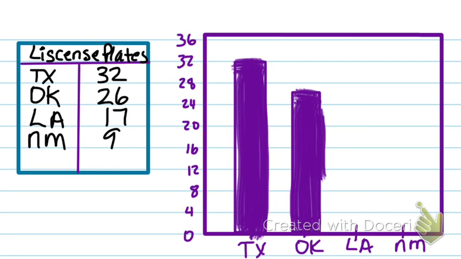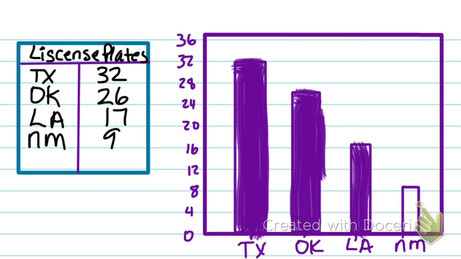Then we have Louisiana. We need 17 Louisiana plates. So that's just going to be slightly above, 1/4 of a line above of the space above 16. So about 1/4 of the space above 16. And then we would shade that in as well. Done. Next is New Mexico, and it's 9. So again, we're going to be just about a quarter of the space above the 8.